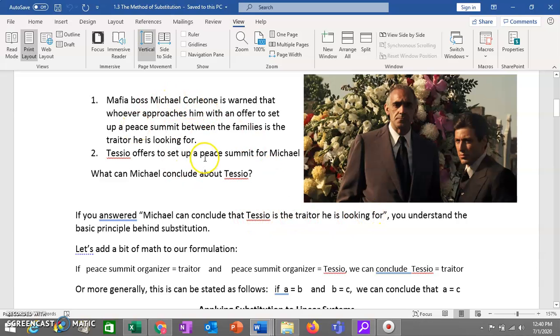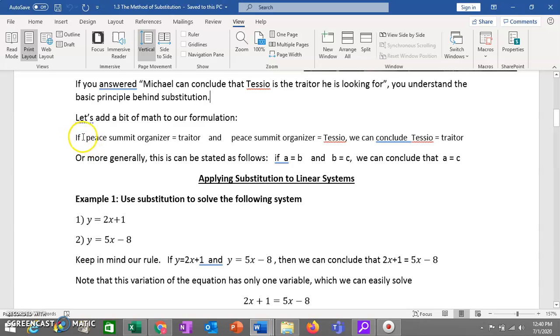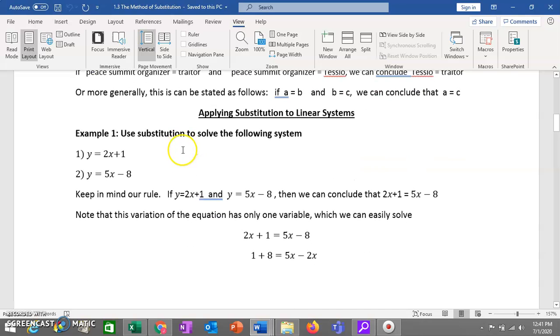If you have a statement like 1 and a statement like 2, then you know that this third thing is true. Okay, so if we put it into more math terms, if peace summit organizer equals traitor and peace summit organizer equals Tessio, then we can conclude that definitely Tessio is the traitor, right? So the more general way of saying that is if A equals B and B equals C, so A is the same as B and B is the same as C, then we also know that A is the same as C. So this is how substitution is going to work.